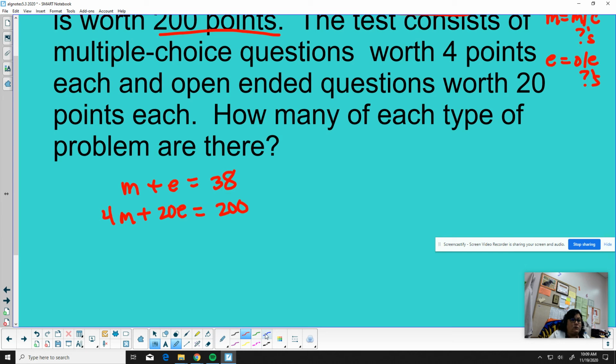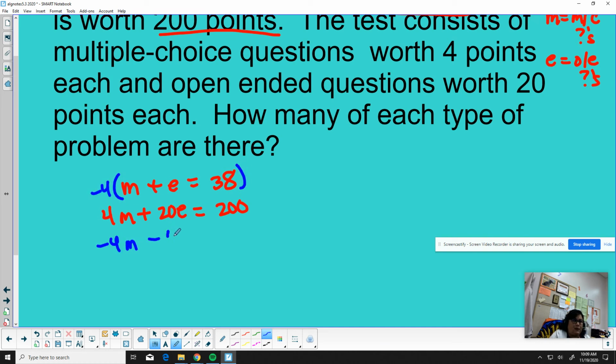All right, I could use substitution here very easily. I could move the M or the E over and substitute. But again, I like elimination. It's the elimination lesson, so I'm going to go ahead and do elimination. So I'm going to multiply this top one by -4. That's going to take care of the M's for me.